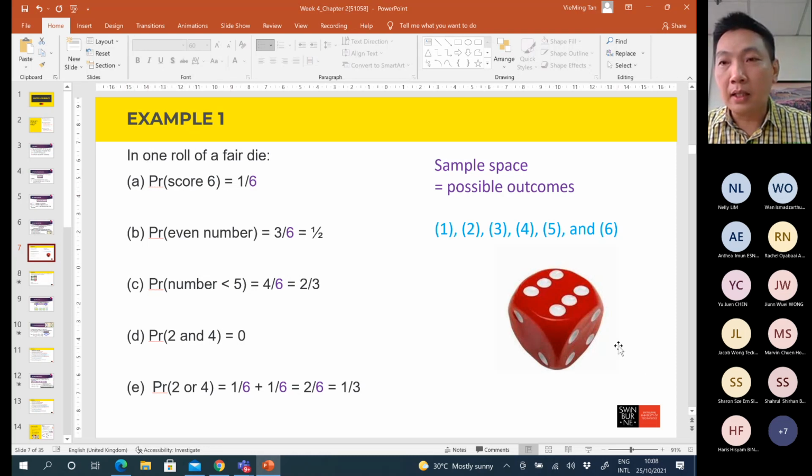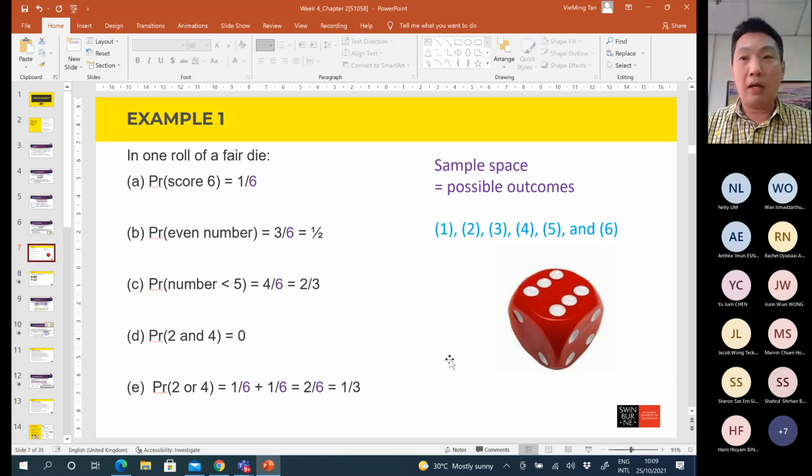A fair die is something like this. This is a die, an example of a die. I also have this. Can you see this? This is not a fair die. This is just a toy. Not fair means the chance to get score 1, 2, 3, 4, 5, or 6 will not be equal, because this is not a fair die.